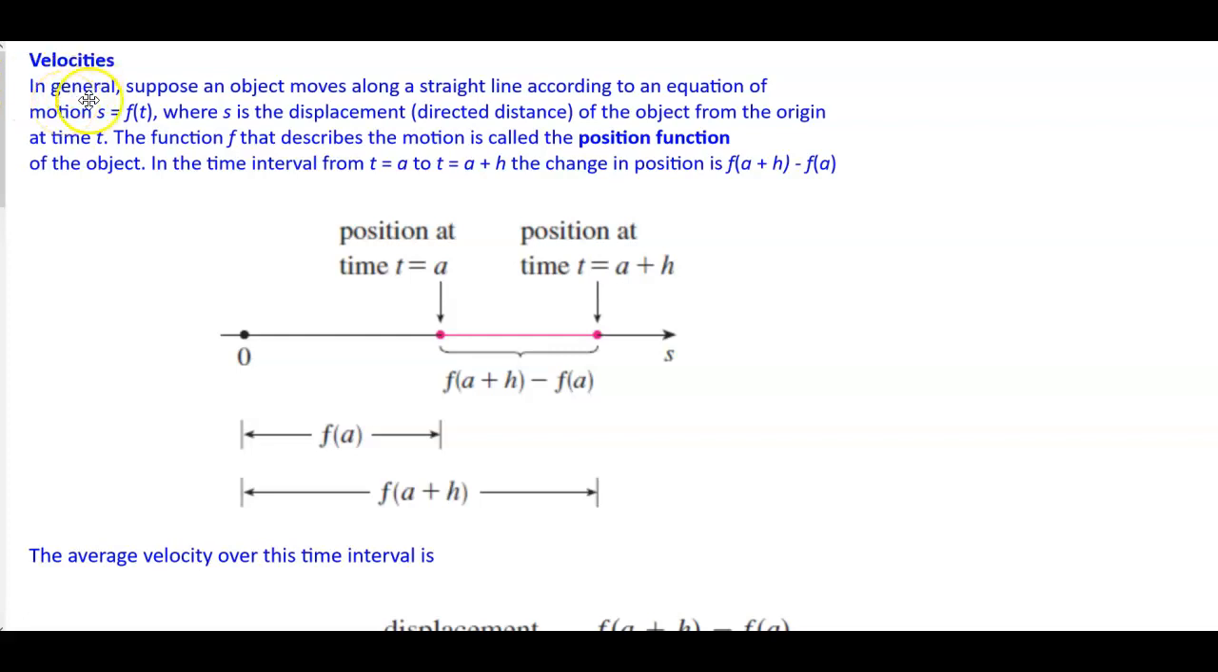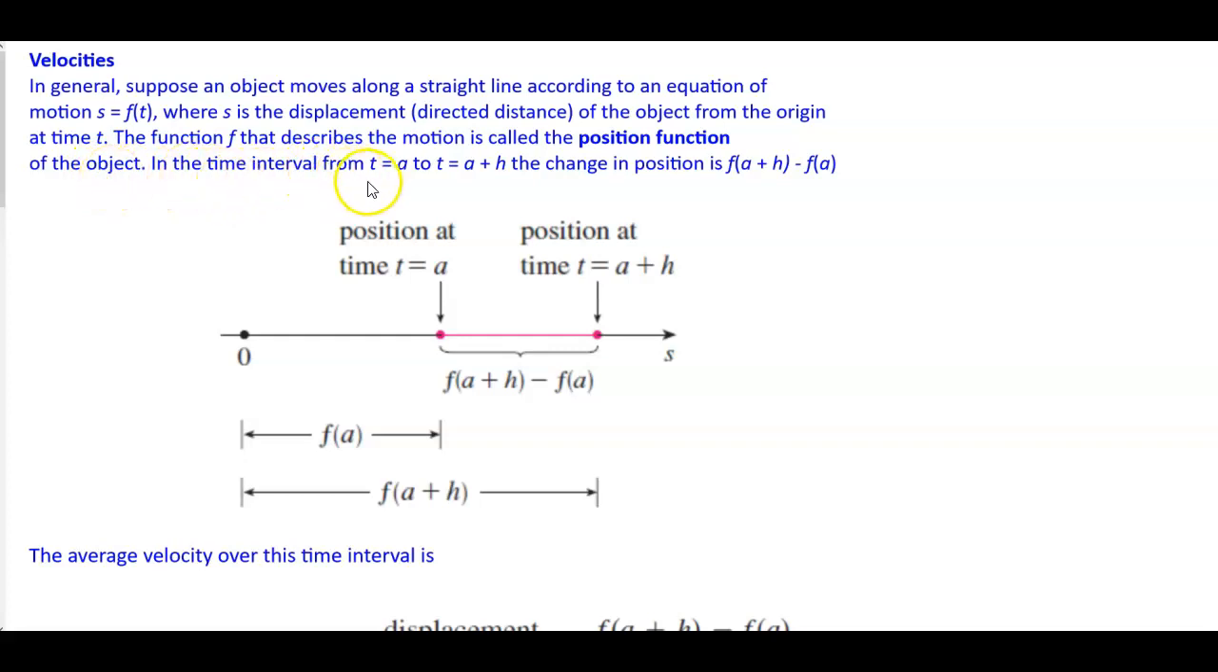Velocities. In general, suppose an object moves along a straight line according to an equation of motion, s is equal to f of t, where s is the displacement, which is the directed distance. So here we can look in the graph from 0 to s of the object from the origin at time t. The function f that describes the motion is called the position function of the object.